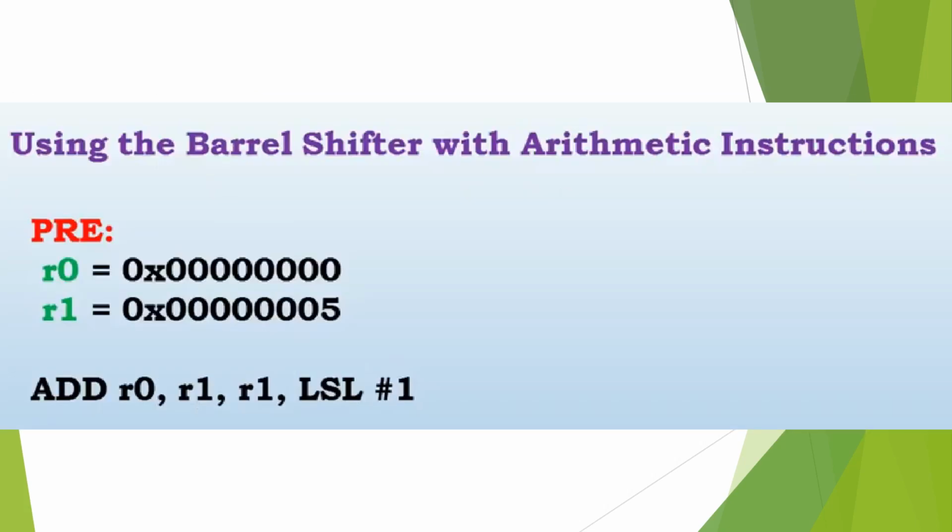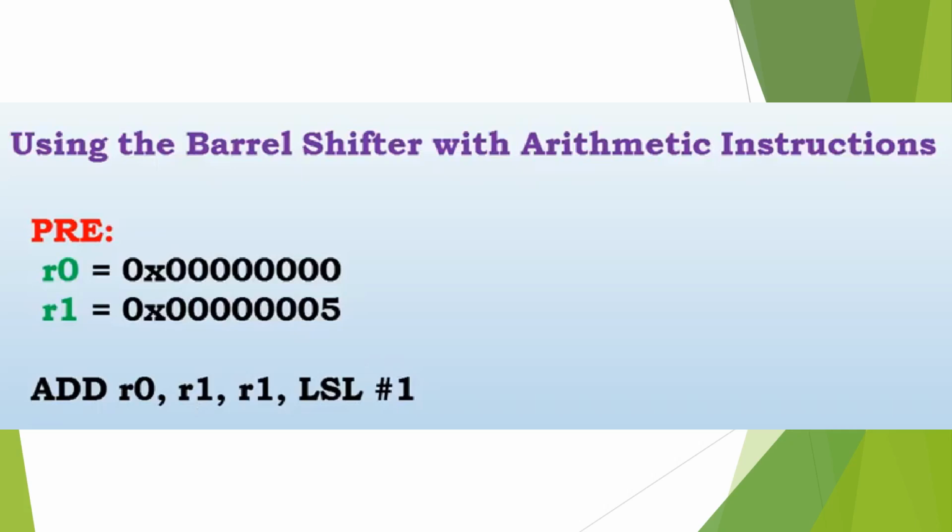Now using the barrel shifter with arithmetic instructions. The barrel shifter is used to pre-process the data, which can be used for shifting and rotating operations. Now see, ADD R0, R1, R1, LSL #1. LSL is a left shift. How many times? One time. The LSL #1 means the number of times we have to do the shifting. So one time you have to shift.